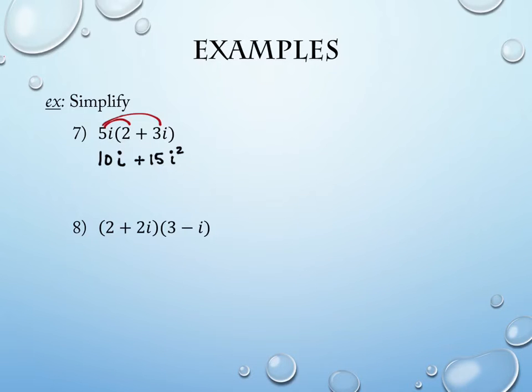Okay, but i squared is negative 1. That's the caveat at the end that we have to be careful of. So when I multiply i squared, I end up multiplying it times -1. Let me take one more step just to make sure everybody's seeing where it's coming from. You don't have to write that step in. It just changes the sign. So 10i minus 15.